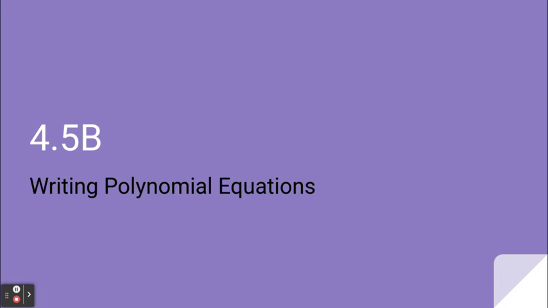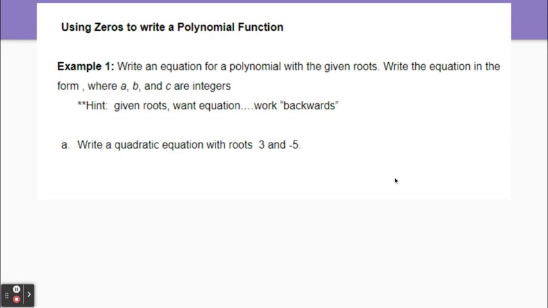Okay, so have your notes ready for the second part of lesson 4.5b. Here we go. Into some vocab. So before, we would have to factor, and then we set each factor equal to 0 to solve for our roots or our solutions. This time, they're going to give us the roots. So the answer is given, and we're going to work backwards and write our equation.